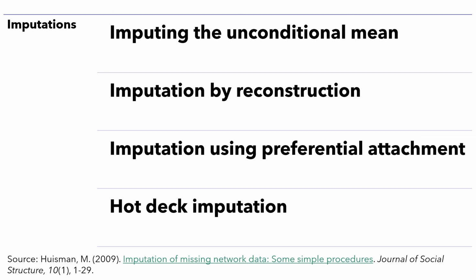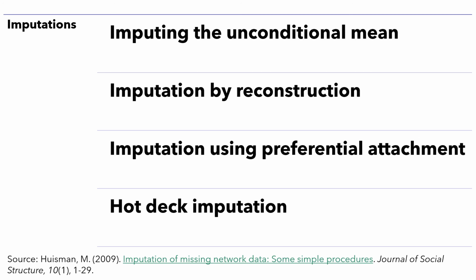Moreover, you can do imputations by reconstructing the missing part of the data. You can also do imputations by using preferential attachment. Preferential attachment assumes that the probability of a node forming a tie to another node is dependent on the connectivity of other ties. To do imputation by using preferential attachment, we assume that the probability of a missing node connected to node A is proportional to the degree of node A.